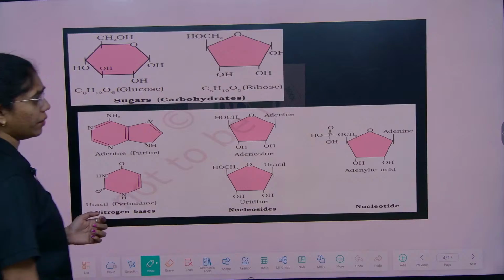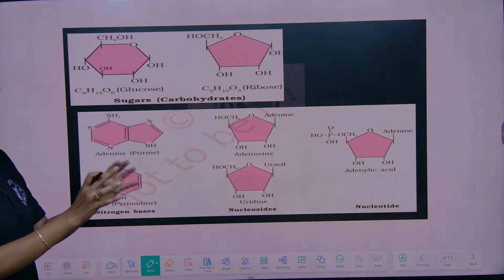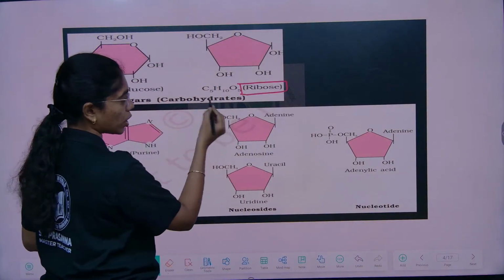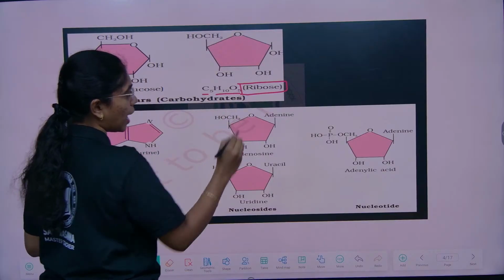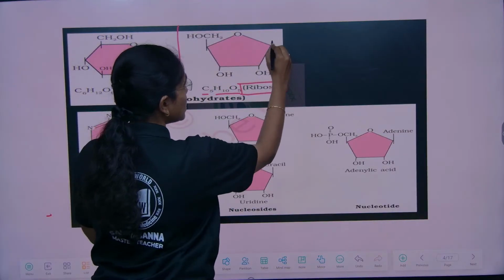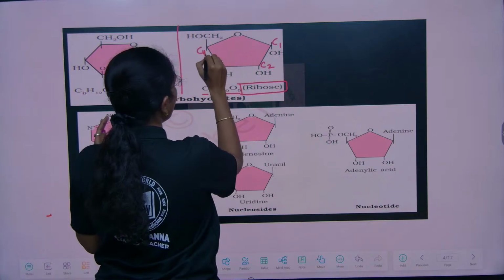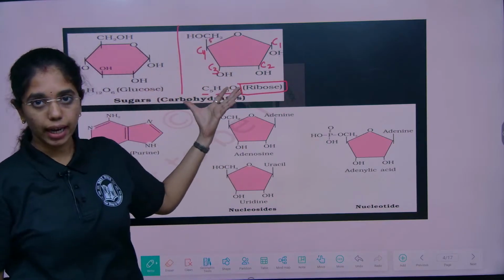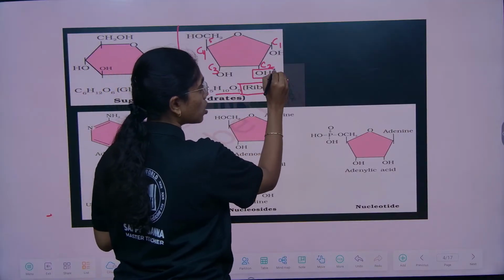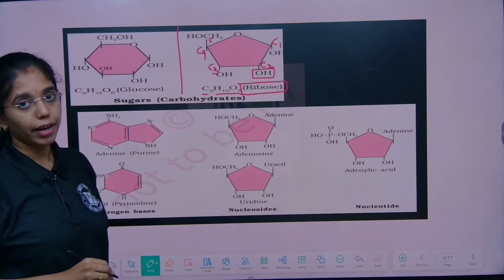These are the structural diagrams given in your NCERT. Now let me focus only on the pentose sugar. The diagram given here is ribose. The structural formula includes C5H10O5. Here you can see the pentose sugar structure: C1, C2, C3, C4 and C5. You have 5 carbons, right? Here in the ribose sugar at the second carbon you have a hydroxyl group.